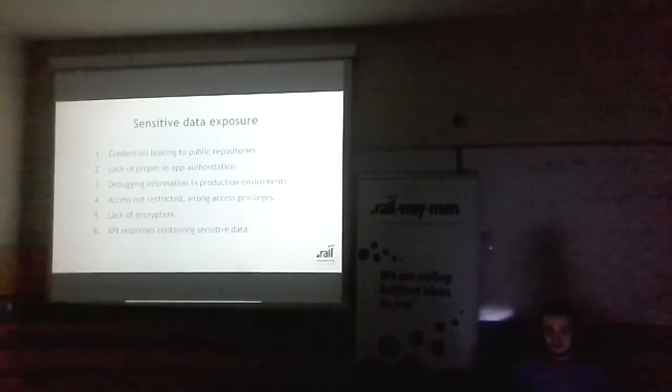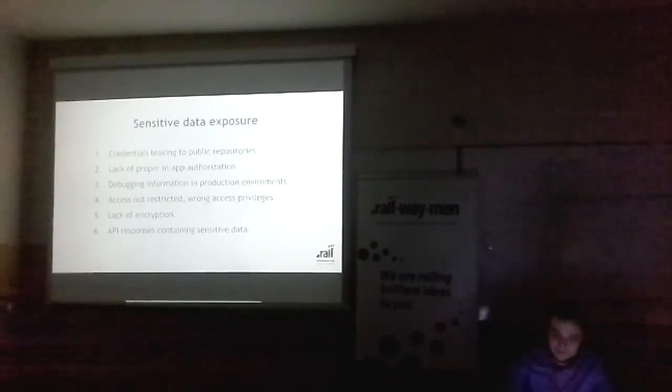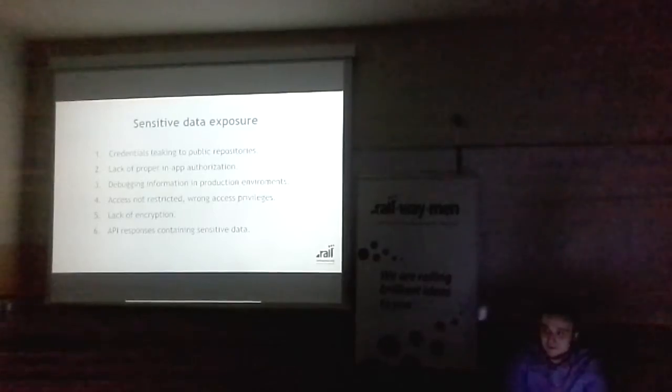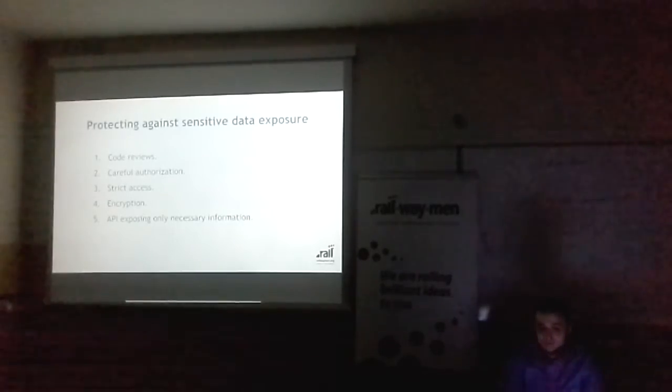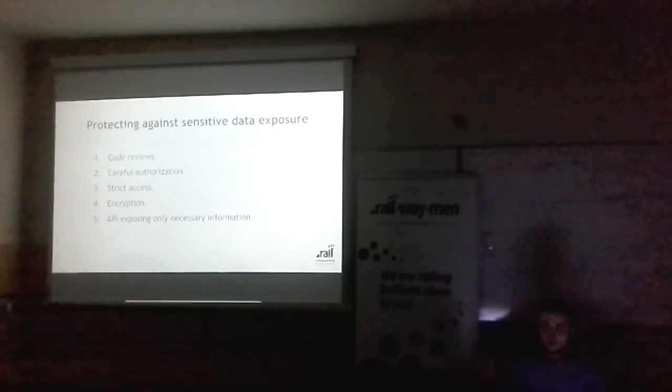The sixth point, which we will be talking about later, is API responses containing sensitive data. As we already know, Rails allows us to simply generate an API with to_json or to_xml. It's really easy. What can we do to protect ourselves? Code reviews. Code reviews are really important. It is what we do at Railwaymen.